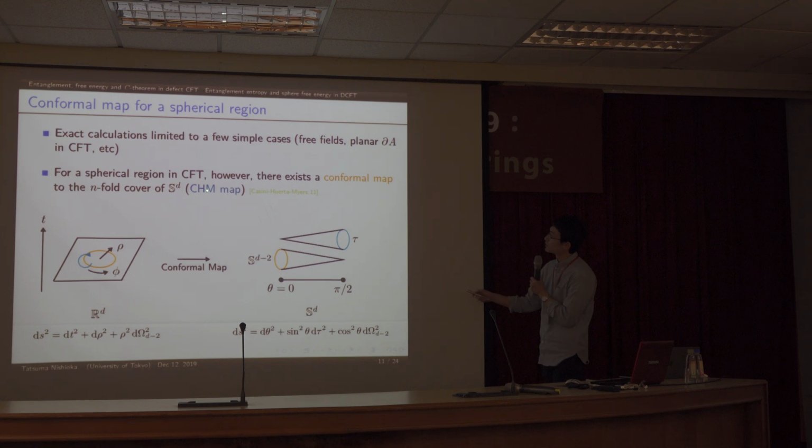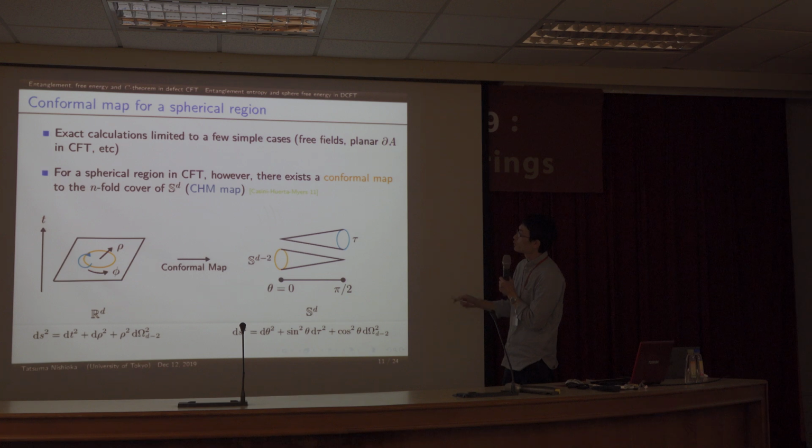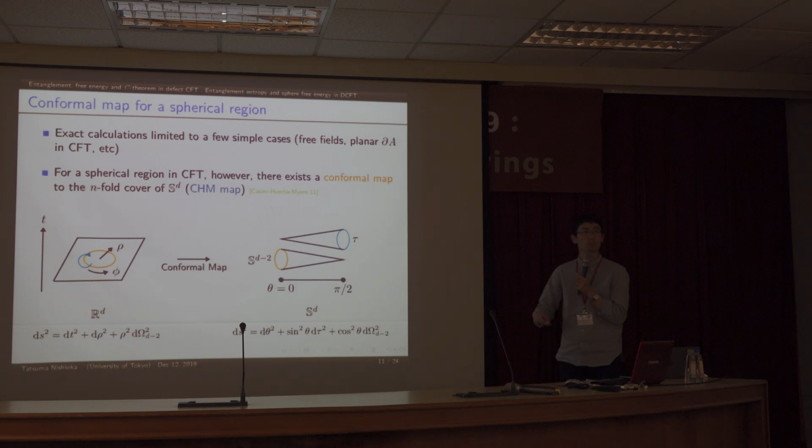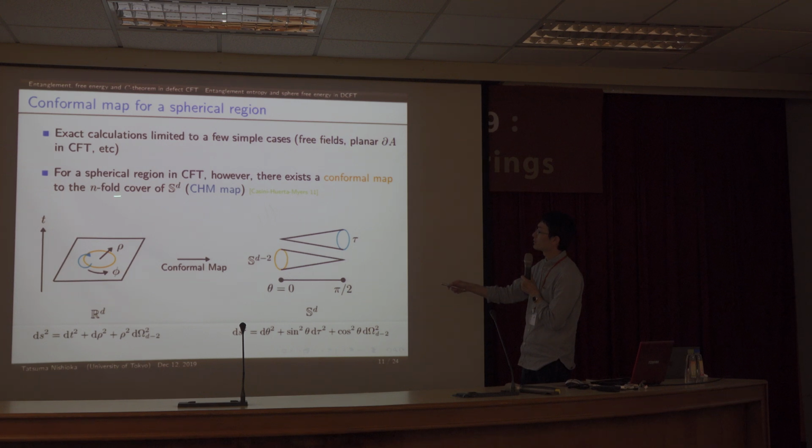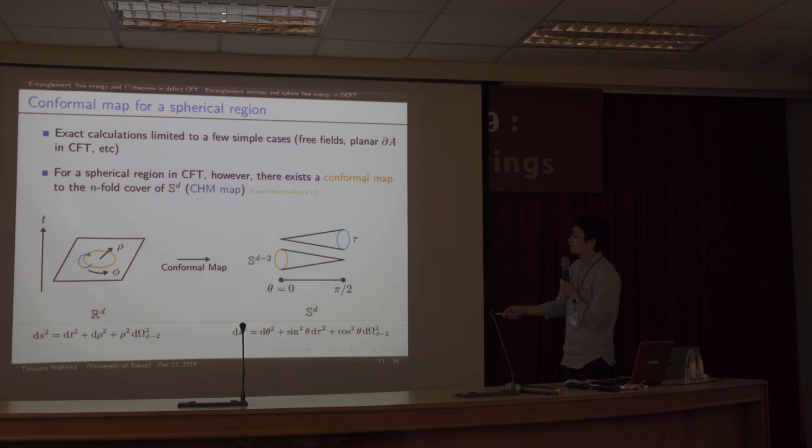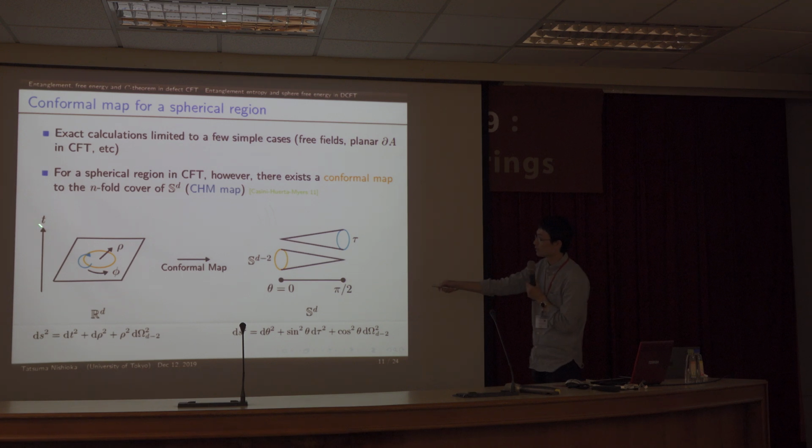Okay, let's focus on the CFT, and let's pick, say, a spherical region as our region A. In this case, since this configuration is so symmetric, there is a nice conformal map which maps the n-fold cover in the previous picture to the n-fold cover of a sphere. This is a slightly unfamiliar form of the sphere. You first start with the time direction and also the polar coordinates in the spatial region, and you make a conformal map. Then it ends up with some unfamiliar form of the sphere.